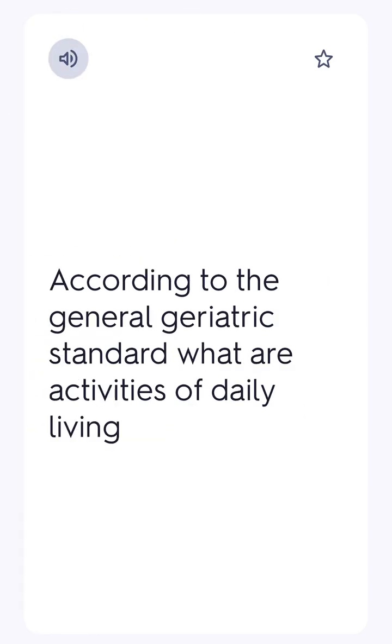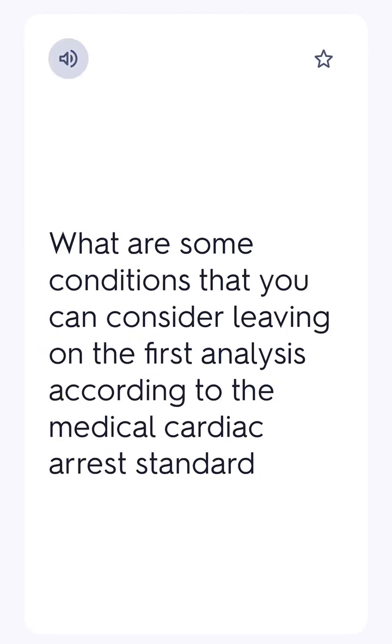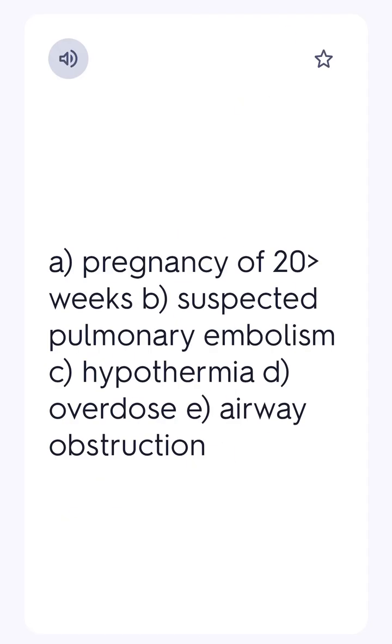According to the general geriatric standard, what are activities of daily living? A, bathing. B, transferring. C, toileting. D, eating. E, dressing. What are some conditions that you can consider leaving on the first analysis according to the medical cardiac arrest standard? A, pregnancy greater than 20 weeks. B, suspected pulmonary embolism. C, hypothermia. D, overdose. E, airway obstruction.